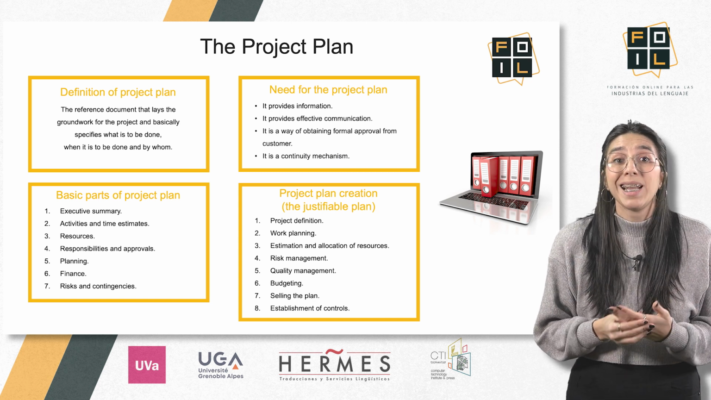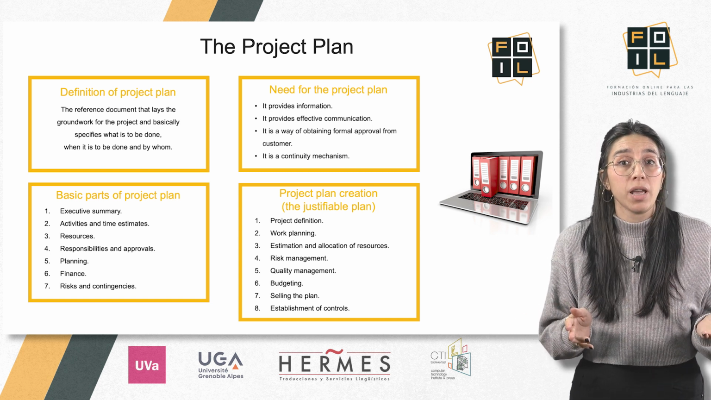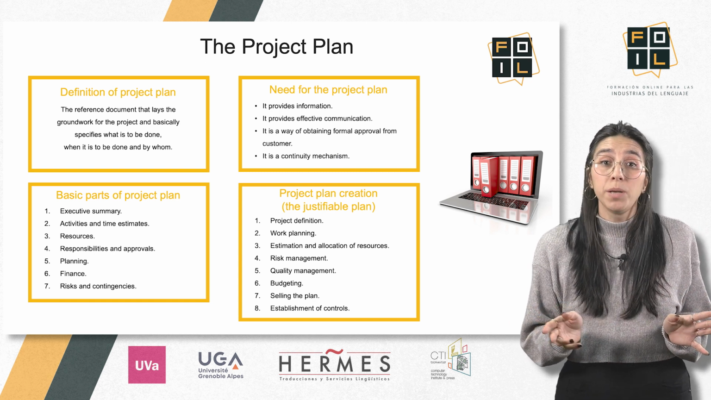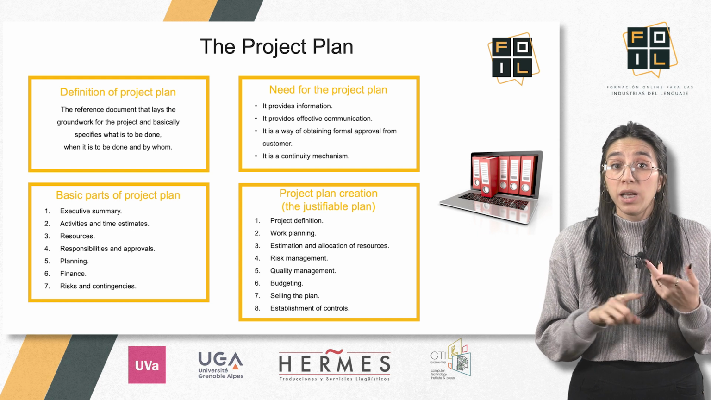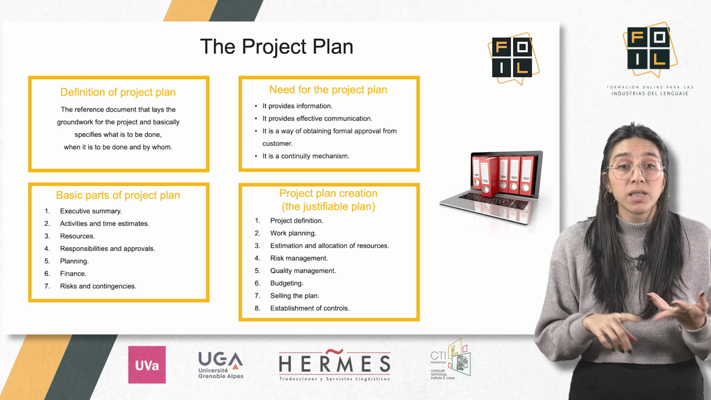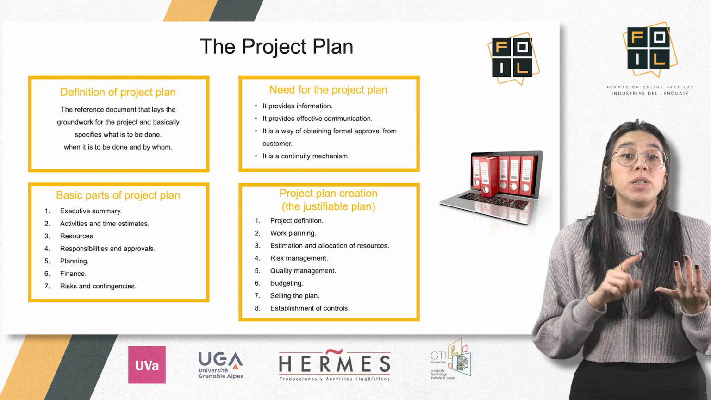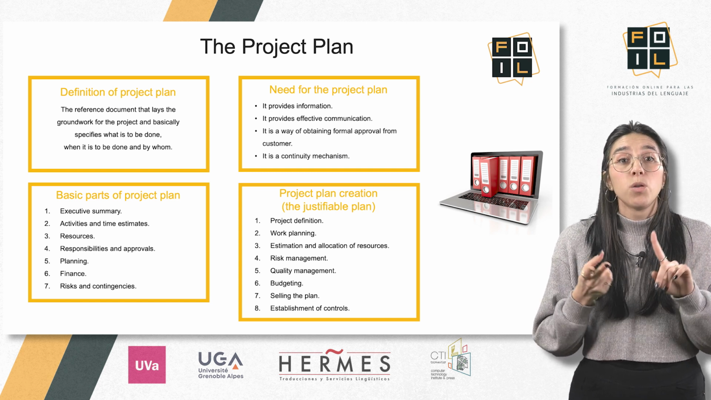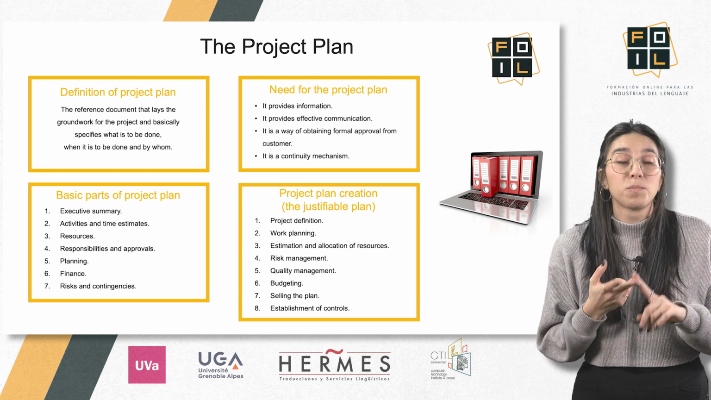Although a project plan can have many forms and even naming, there are some parts which are common to any of them, namely executive summary, activities and time estimates, resources, responsibilities and approvals, planning, finance, risk and contingencies.